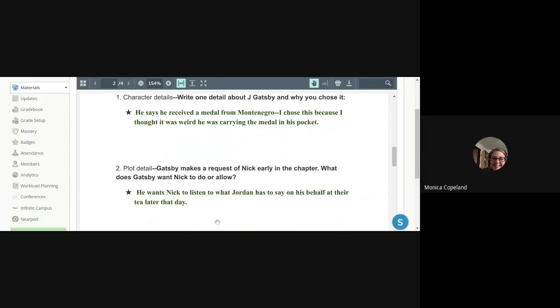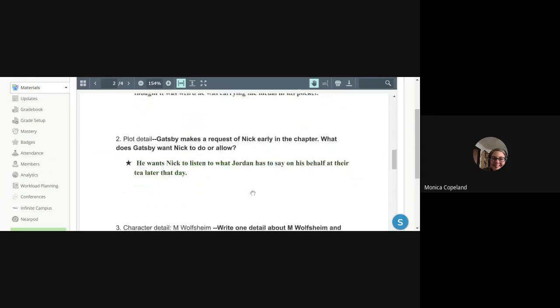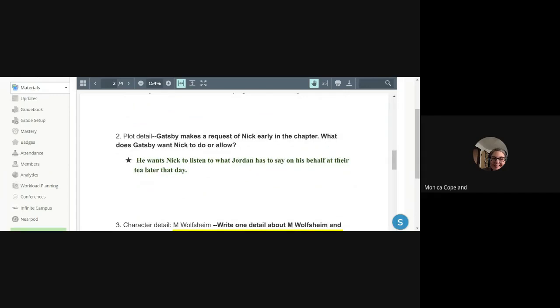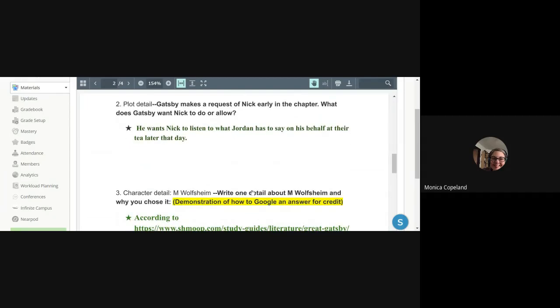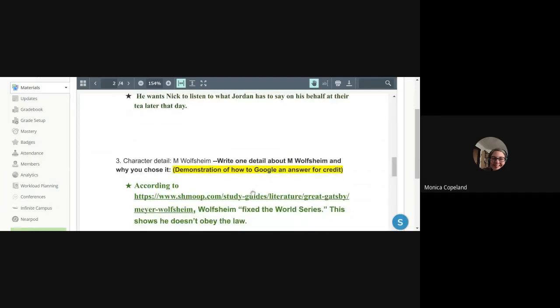Second question, plot detail. Gatsby makes a request of Nick early in the chapter. What does Gatsby want Nick to do or allow? He wants Nick to listen to what Jordan has to say on his behalf. Later that day, Nick is going to be taking Jordan to tea. That's how you dated someone back then. You take them to nice places like tea. So he just wants Nick to listen to what Jordan has to say for him.